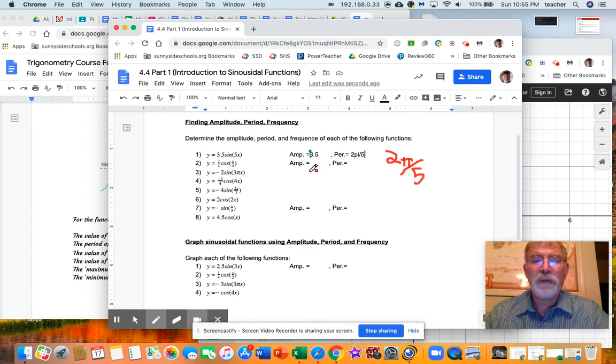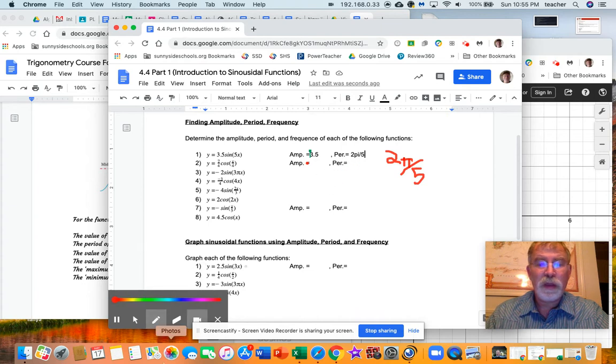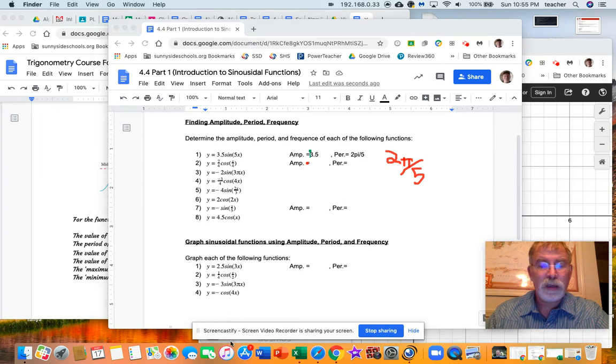Okay. Now similarly, for this one, let me just tell you. For number 2, the amplitude is 7/4. For the cosine, for the period, I guess because I've lost my ability to write, I just have to do it here with a pen.